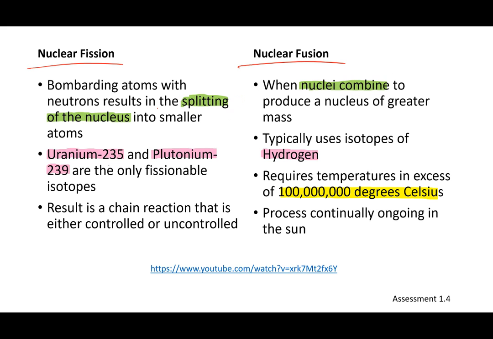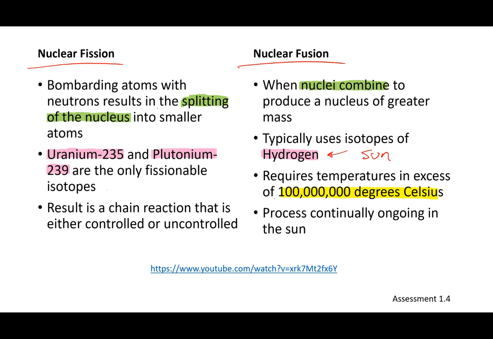The next one, uranium-235 and plutonium-239, are the fissionable isotopes that are used within nuclear fission. And for fusion, you typically use small isotopes, and they are hydrogen. So the sun contains a lot of hydrogen, the universe does in general, and that is how our sun produces energy, nuclear fusion deep within the core of the sun.